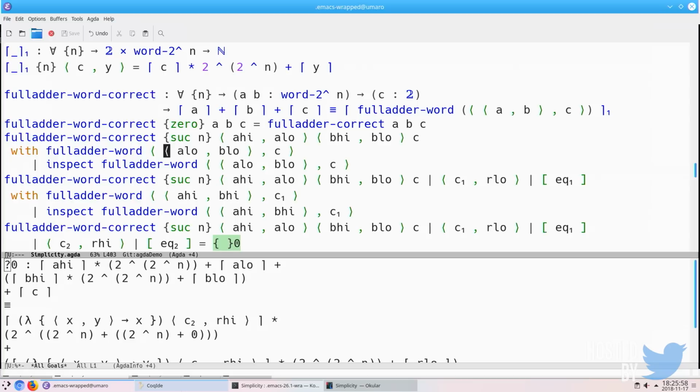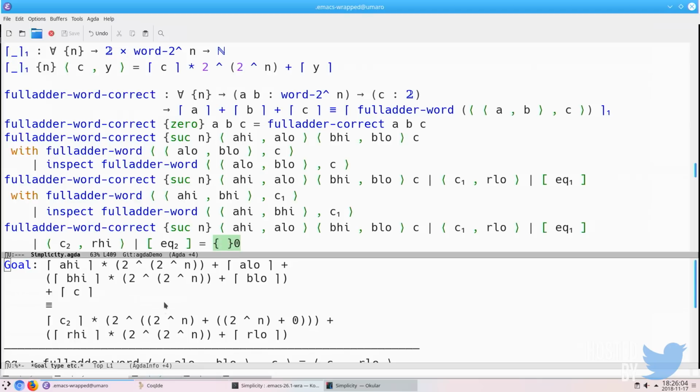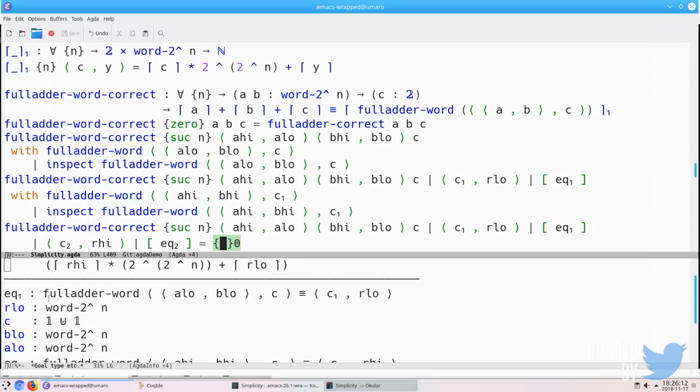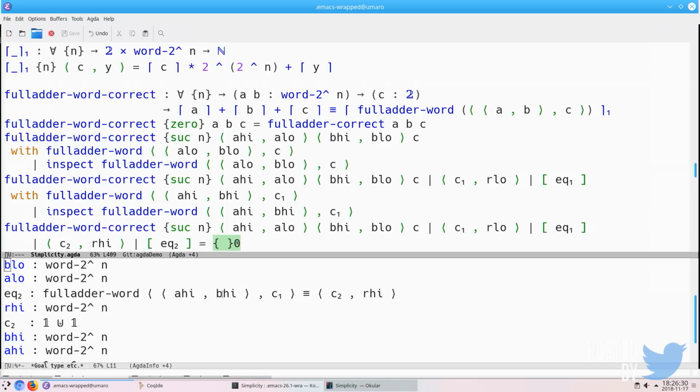That works fine. And then I've put some preamble over here. Basically what we have to prove is that this equation here is equal to this thing over here. And what we've done is fill in some intermediate helper values right here. So we've defined C1 and R low to be the value of the subcall to full word adder word on the A low and B low inputs and the initial carry input. And we've done the same thing for the adder of the high bits, right? So for that intermediate value, we just defined C to be whatever the carry bit result of that operation is, and whatever the result of that is.